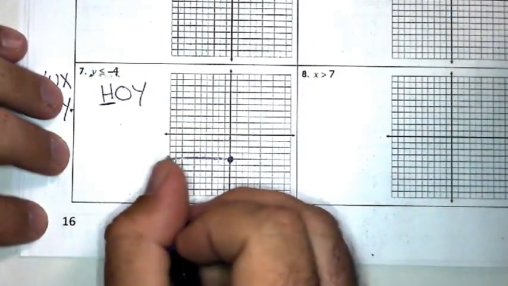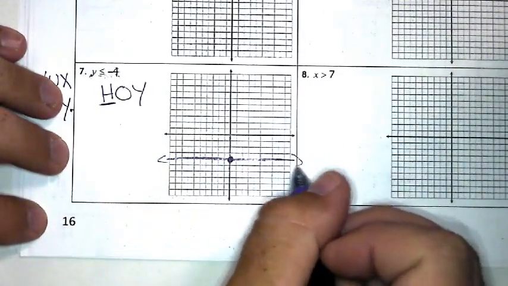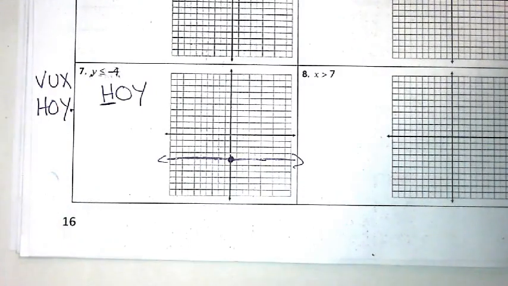Then you ask yourself the next question, above or below? It is below, because it is less than. Below because it's less than.